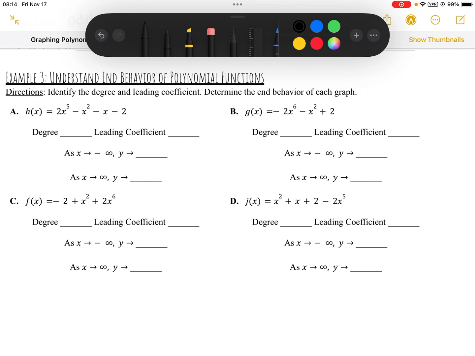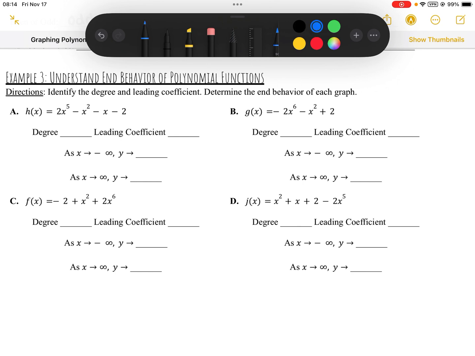You have to make sure also your equation is in standard form first. That'll make it easier for you to identify your degree and leading coefficient. So for A, I have h of x equals 2x to the 5th minus x squared minus x minus 2. It's in descending order, so already in standard form.